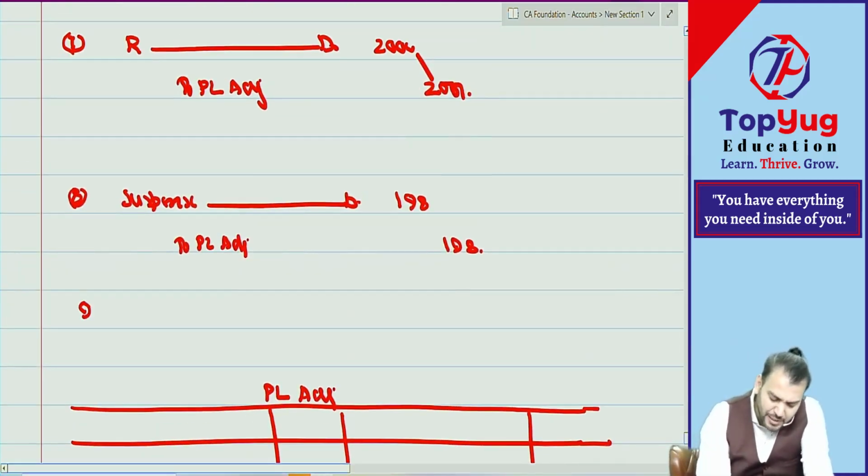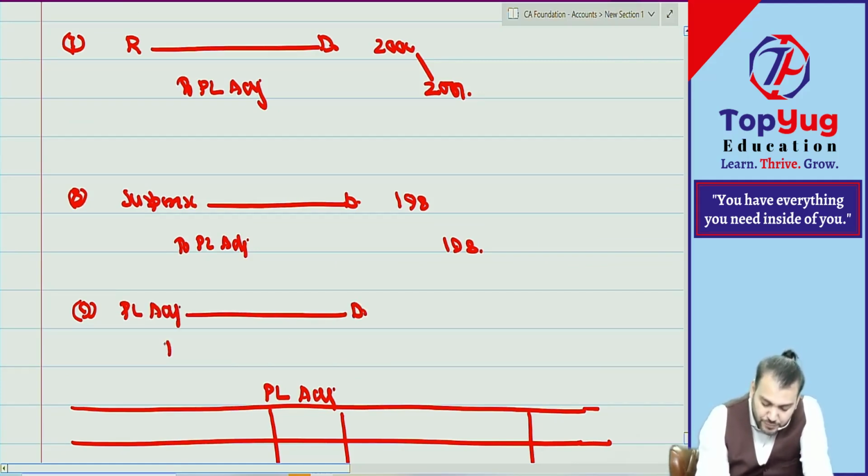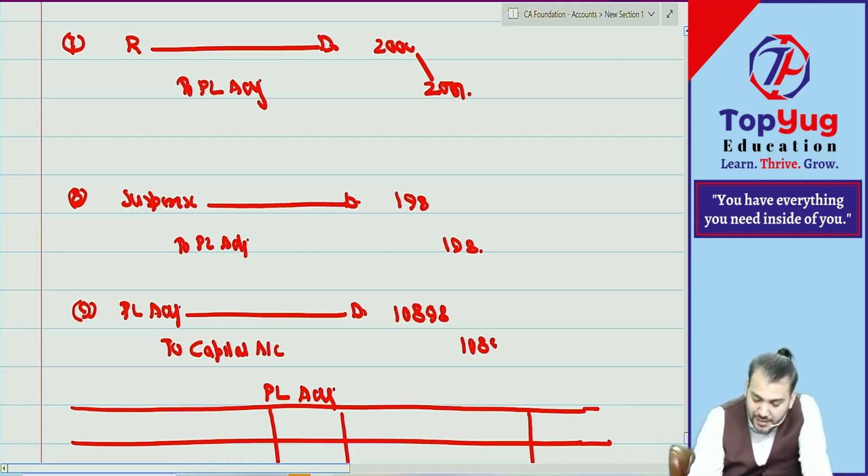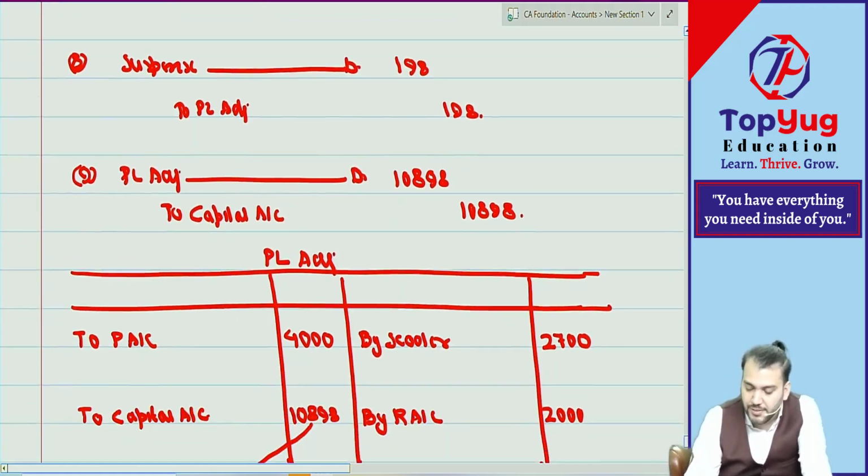One more journal entry will come. Point number 9. You will close PL adjustment account now. PL adjustment account debit to capital account. How much? 10,898. Understood this point?